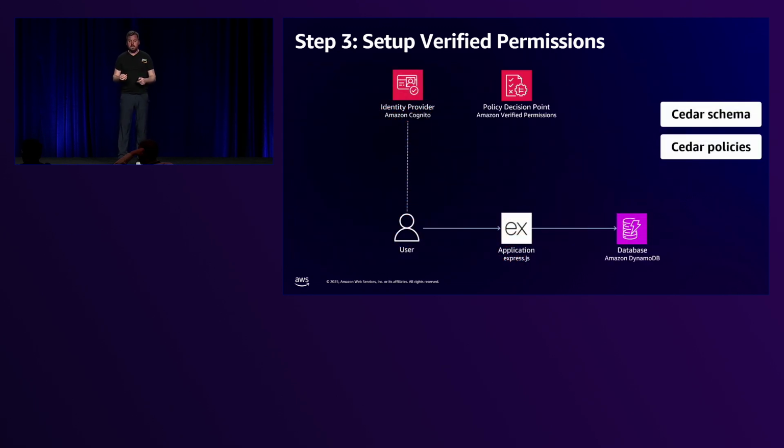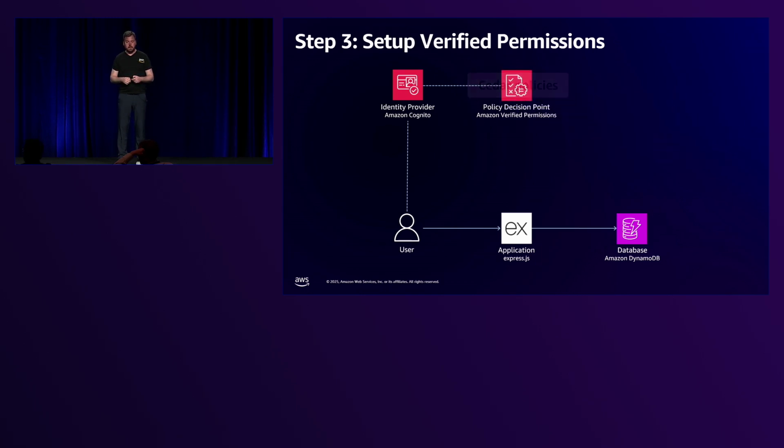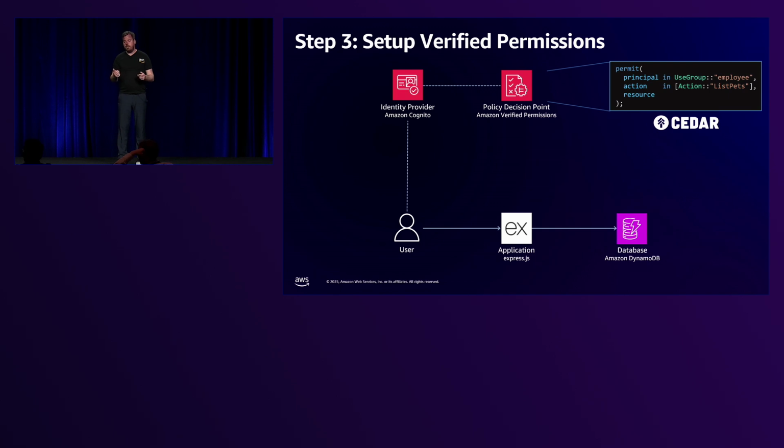So by adding AVP into the architecture, what we can do also is connect the identity provider, and then we upload the schemas and the policies into AVP. And we also now have our schema defined clearly in the Cedar policy language.